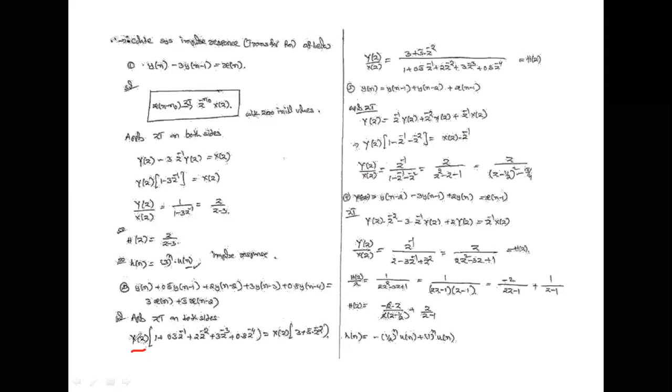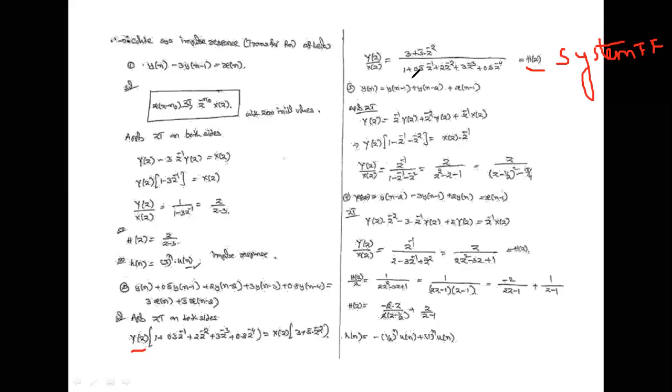On both sides, we can take here the y of z as a common and the x of z as a common. Write as output by the input, y of z by the x of z, equals 3 plus 5 into z power minus 2, and denominator 1 plus 0.5 z power minus 1 plus 2 into z power minus 2 and 3 into z power minus 3 and 0.8 into z power minus 4. Nothing but it is h of z, calling it as a system function or the system transfer function, output by the input. Got it, my dear students?